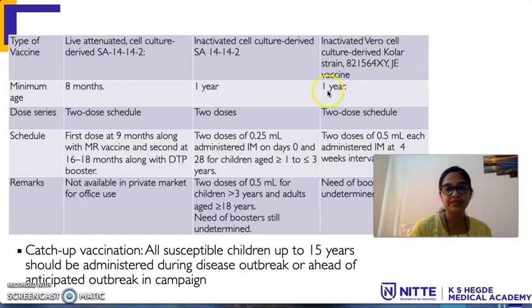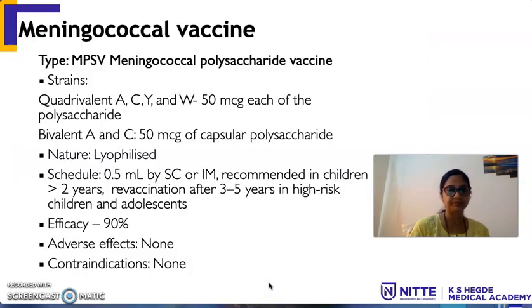For the inactivated Vero cell culture vaccine, again the minimum age is 1 year, with a 2-dose schedule. Here we give 0.5 ml at a 4-week interval. For both the inactivated and Vero cell culture derived vaccines, no booster is recommended. Catch-up vaccinations are given for all susceptible children up to 15 years when we expect a disease outbreak.